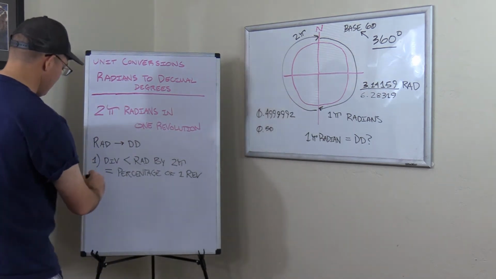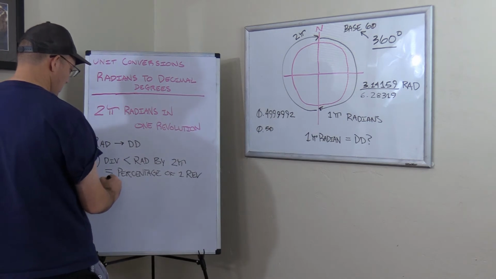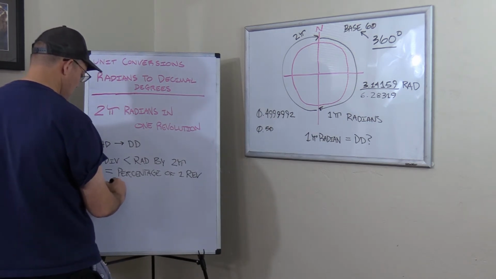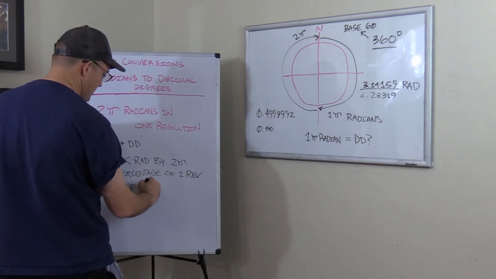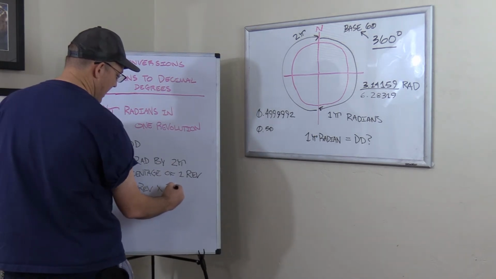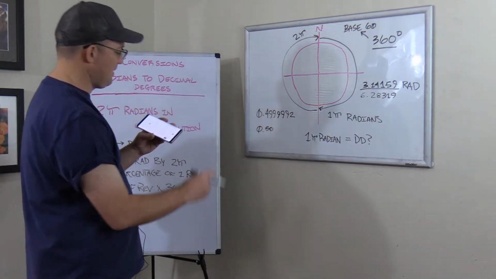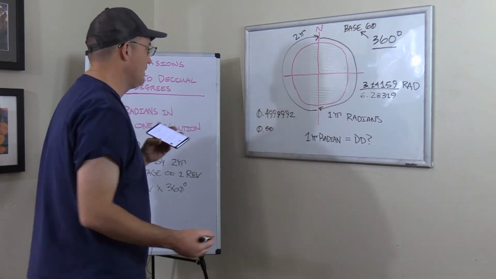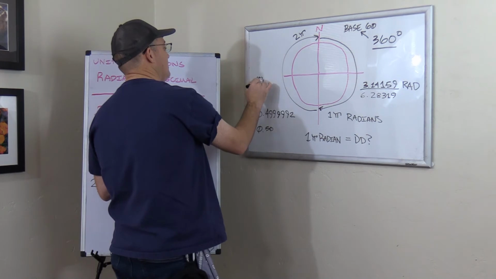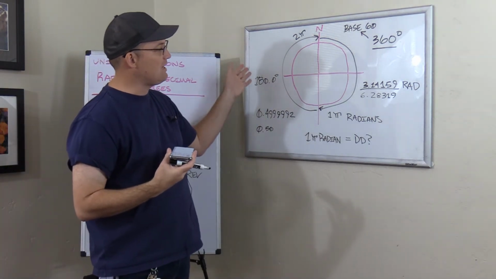Okay, now the next step, once you have your percentage of a revolution, so we've got half a revolution, is you multiply your part of the revolution times 360, okay, and that gives you your angle in decimal degrees. So if I take 0.5 times 360 degrees, I get 180 degrees. Okay, decimal degrees. So I'm going to just carry it out to one place. Okay, so that's how you convert from radians to decimal degrees.